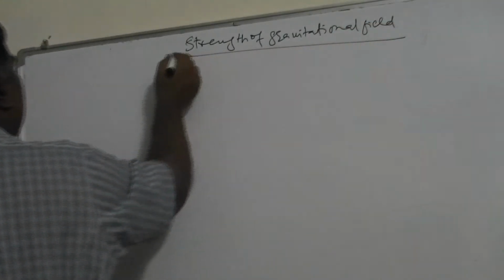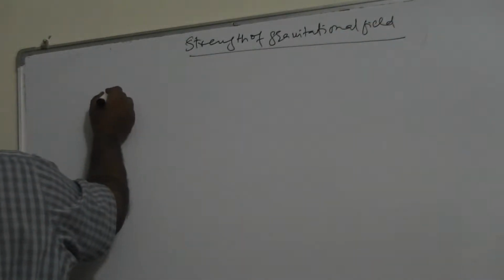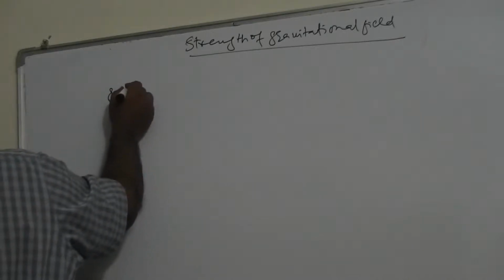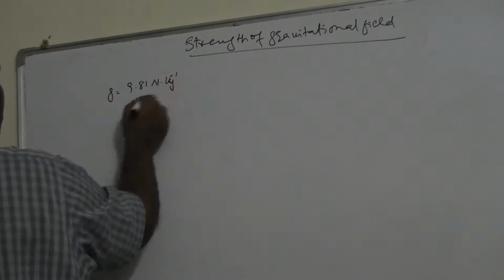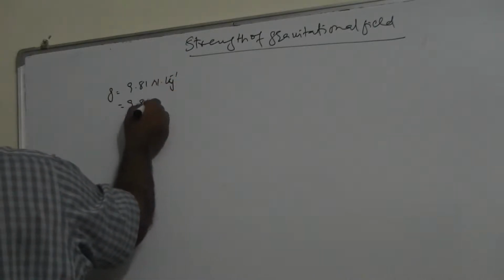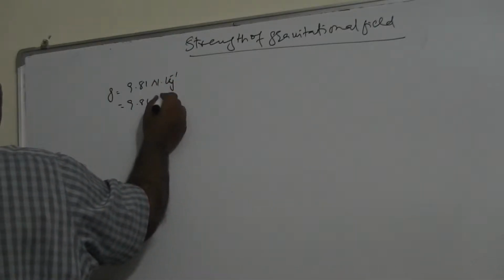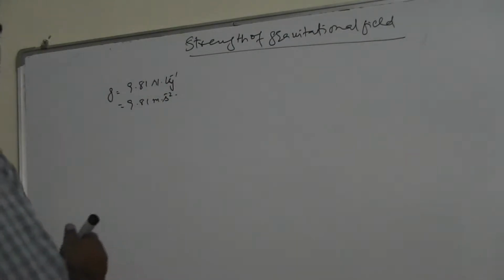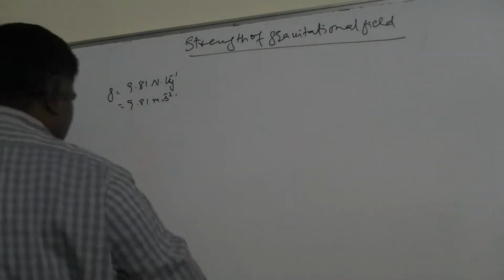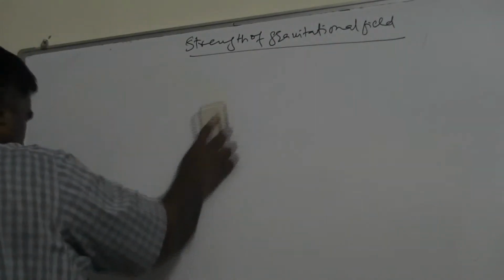First of all, I tell you, strength of gravitational field on the surface of the earth is denoted by g, and it is equal to 9.81 Newton per kg, or the same as 9.81 meters per second square. It is based on the units of Newton per kg. You know this very well from your O levels also.